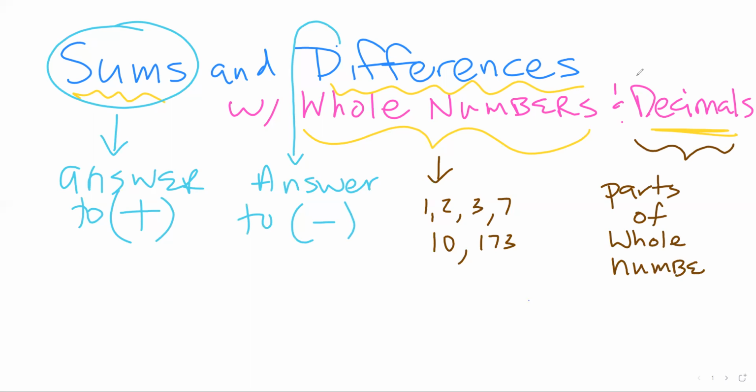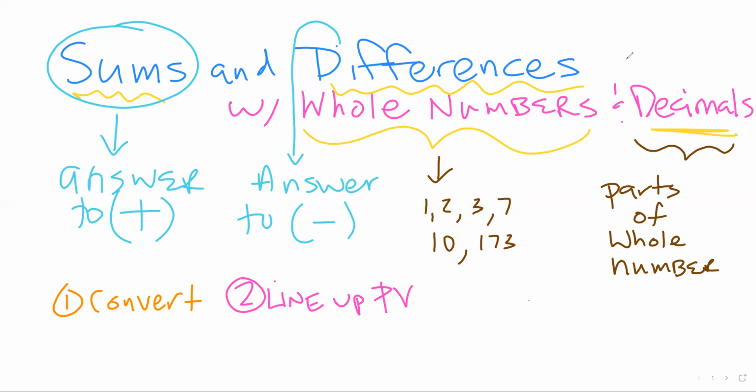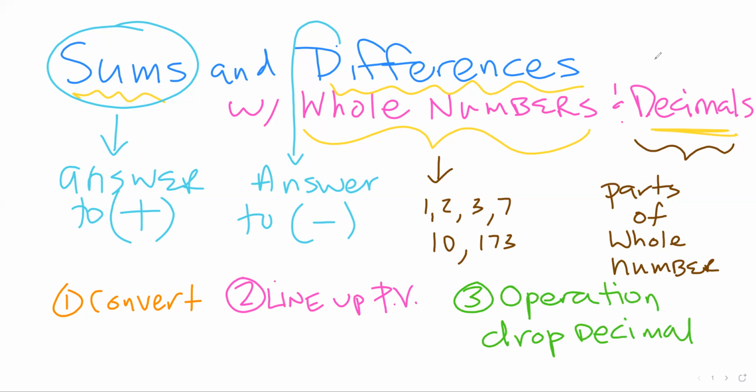So in order to do this work today, we want to think about our process of steps as always. 1, we want to convert. I'll talk about that. And then 2, we're going to line up our place values. And then 3, follow our operation. And then drop the decimal. And all of this, of course, will be explained as we go along. So let's dive into that. 1, convert. 2, line up your place values. And 3, follow the operation, drop the decimal.